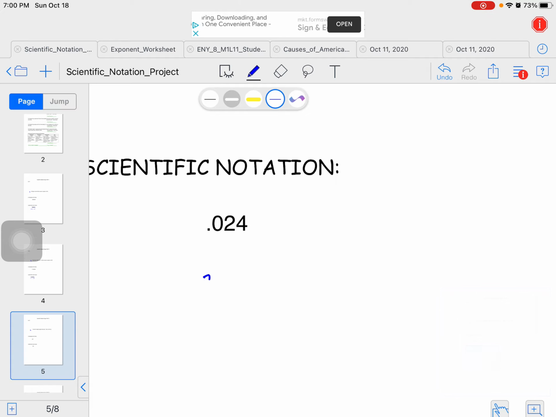For my last fact, for a small decimal number, here's my number. I need it to be 2.4 times 10 to the exponent of how many I swoop. I know it's 2.4 because I have to have one number in front of the decimal. This time a decimal is in my number and I need to swoop 1, 2 is where I'm stopping. I moved 2 times. However, because I started with a small number, making it bigger, it is a negative 2.